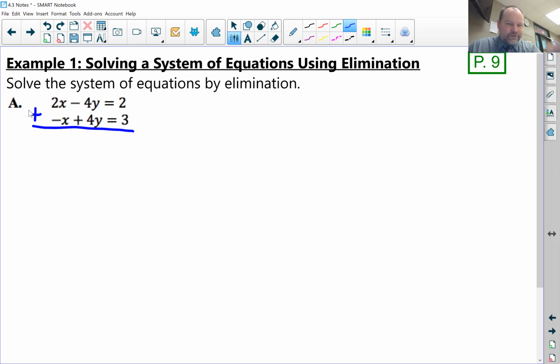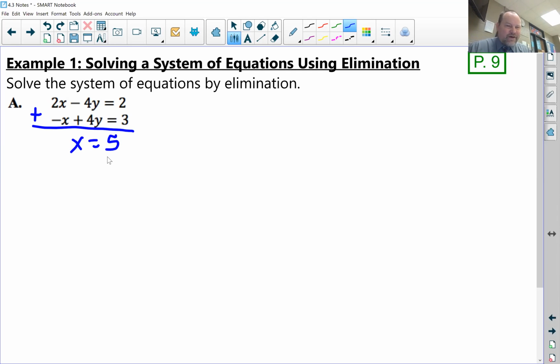And I'm just going to add up and down. So I take 2x plus a negative x gives me 1x, or just x. The minus 4y plus 4y, that's 0y. It gets eliminated. That's why we call this elimination. 2 plus 3 is 5. So I've got one value for my variable. X is equal to 5.